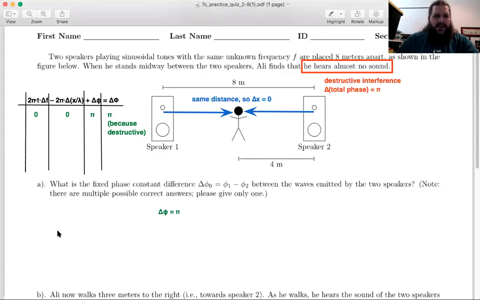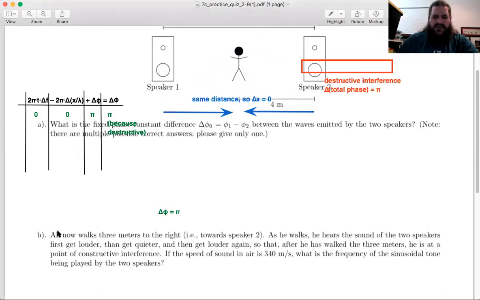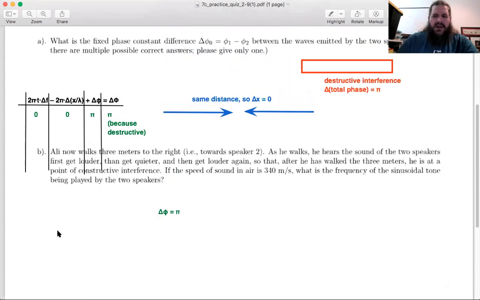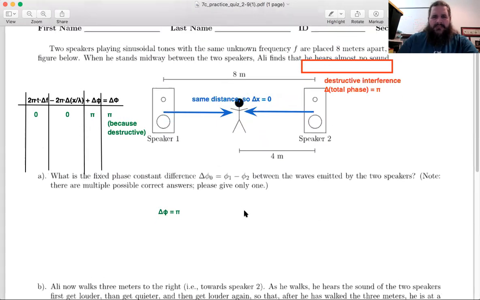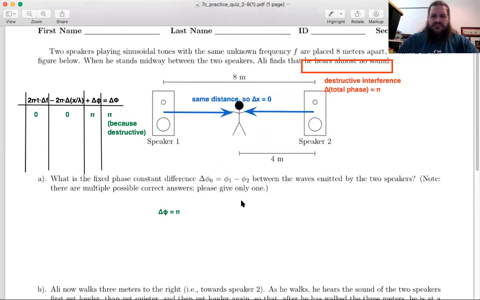Then let's take a look at part B. It says he walks 3 meters to the right towards speaker 2, and he hears the sound of his 2 speakers get louder, then quieter, then louder again. So after 3 meters, he's at a point of constructive interference. And we want to find the frequency here. And the louder than quieter than louder again thing, I think might be making this kind of tricky.